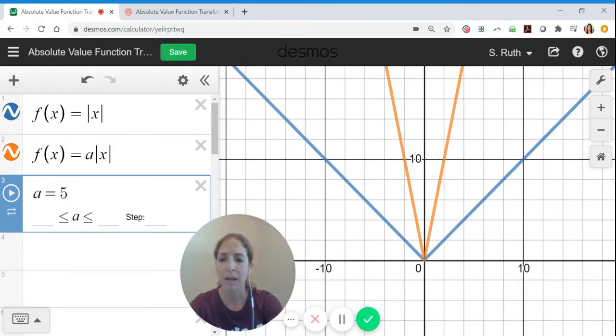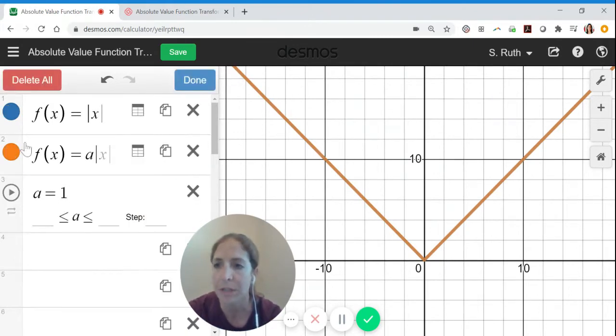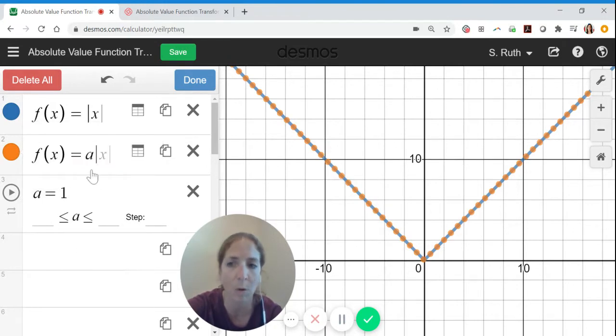Watch what happens when A is actually equal to 1. You may have noticed this before I hit play on A. When A is equal to 1, these graphs are actually the same graph. So I'm turning the orange graph dotted just so you can see that the base graph and the orange graph are the same when A is 1, because the base graph technically has a coefficient of 1 out front. So hopefully that helps a little bit. Let's turn this back to solid.